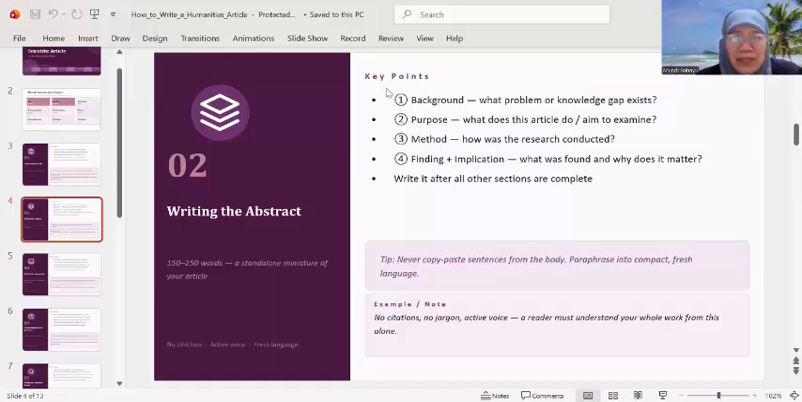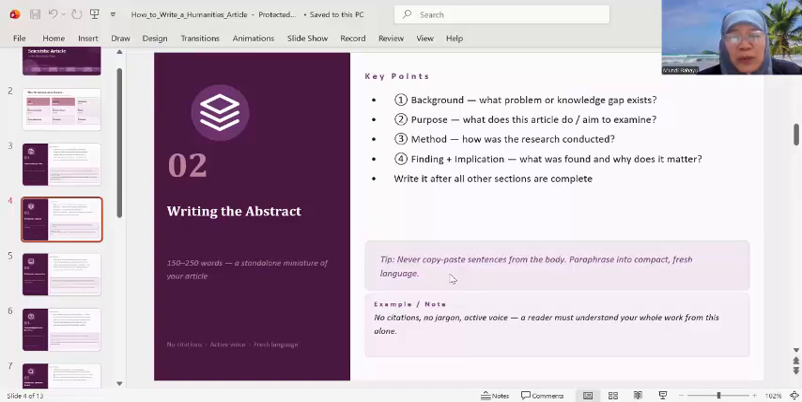Okay, in the next part, the abstract is also written last. A good abstract should consist of these elements. First, the background: what problem or knowledge gap exists? The purpose: what does this article aim to examine? Method: how was the research conducted? Findings and implications: what was found and why does it matter? So write it after all other sections are complete.